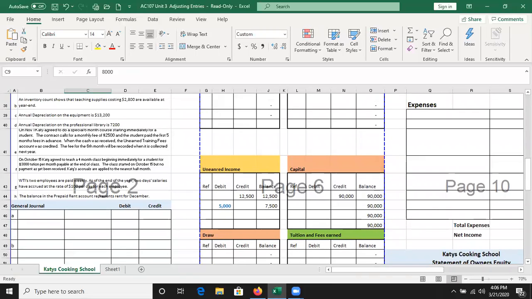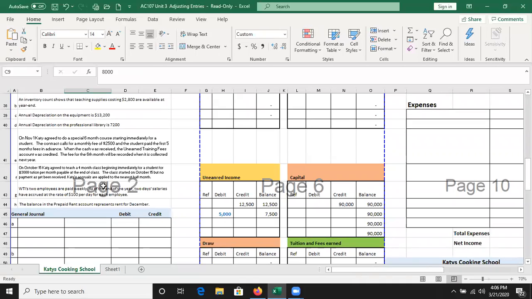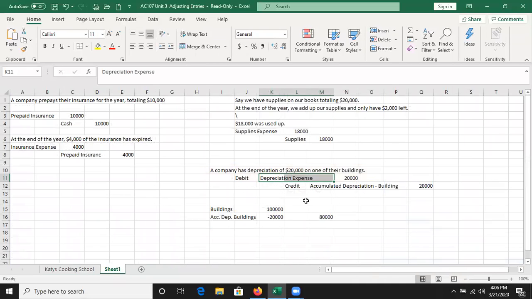Depreciation. All right. 41. On November 1st, Katie agreed to do a special 6-month course starting immediately per student. The contract calls for a monthly fee of $2,500, and the student paid the first 5 months' fees in advance. When the cash was received, the unearned training fees account was credited. The fee for the 6th month will be recorded when it's collected next year. So unearned training fees is unearned revenue. It's just a specific unearned revenue account.